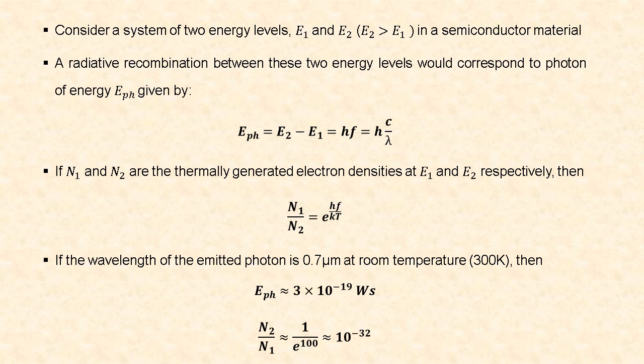From this equation, we see that the density of electrons in energy level E2 for a photon of energy corresponding to 0.7 micrometer is almost negligible, which suggests that at room temperature the higher energy levels are almost empty and unoccupied by electrons as compared to the lower energy levels.